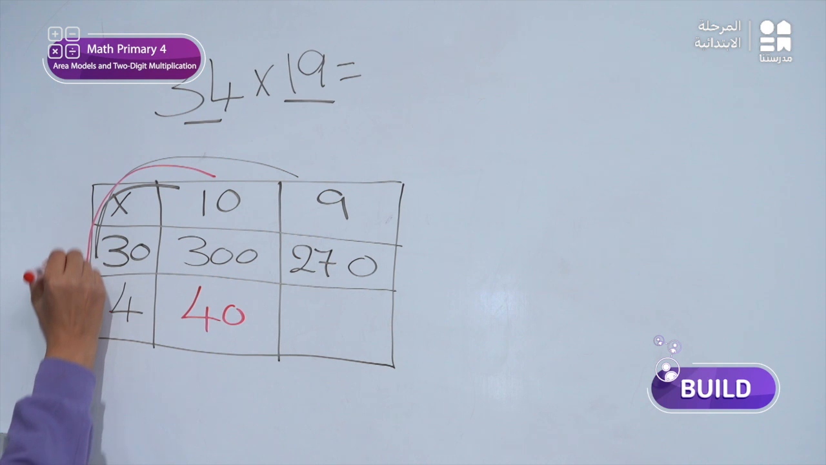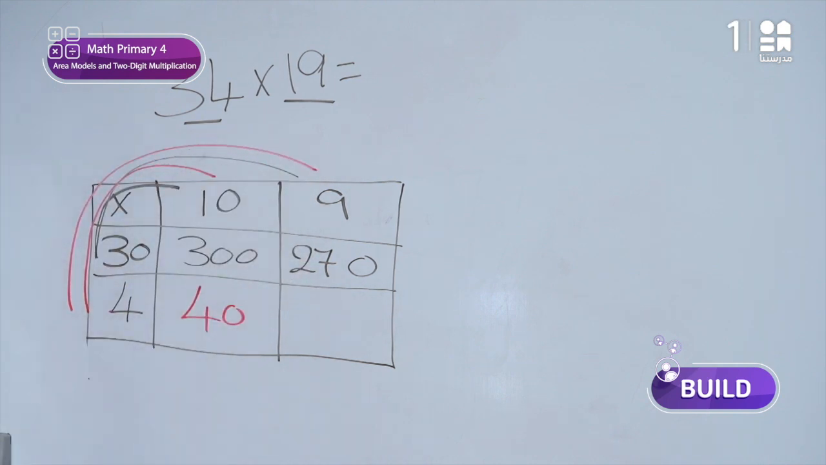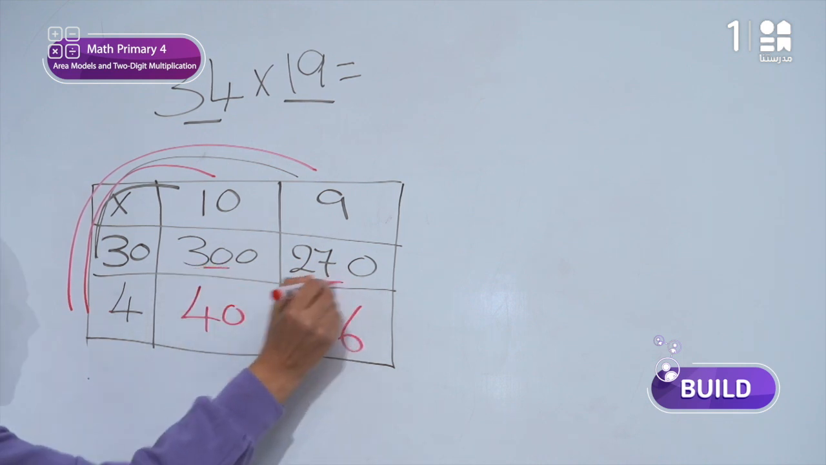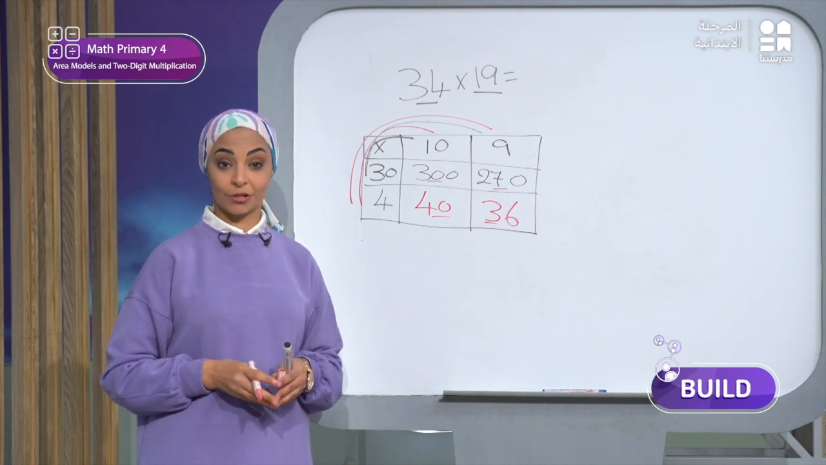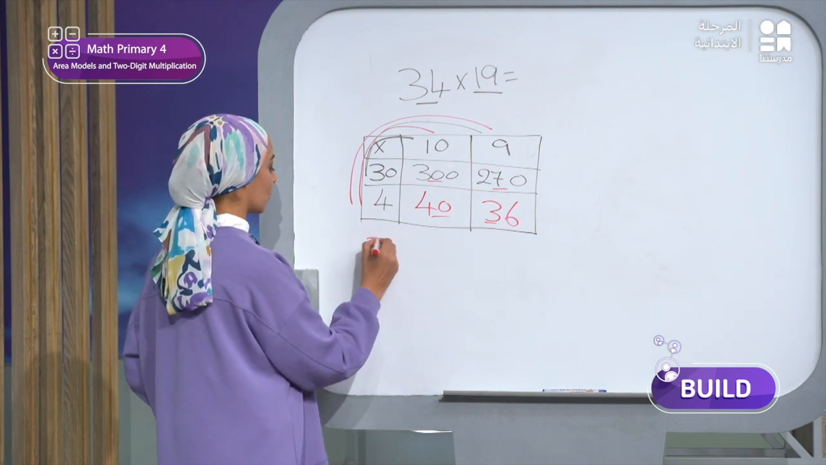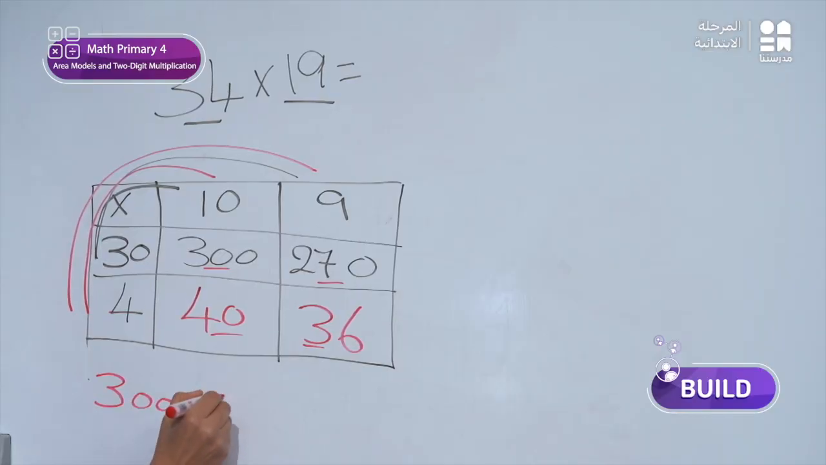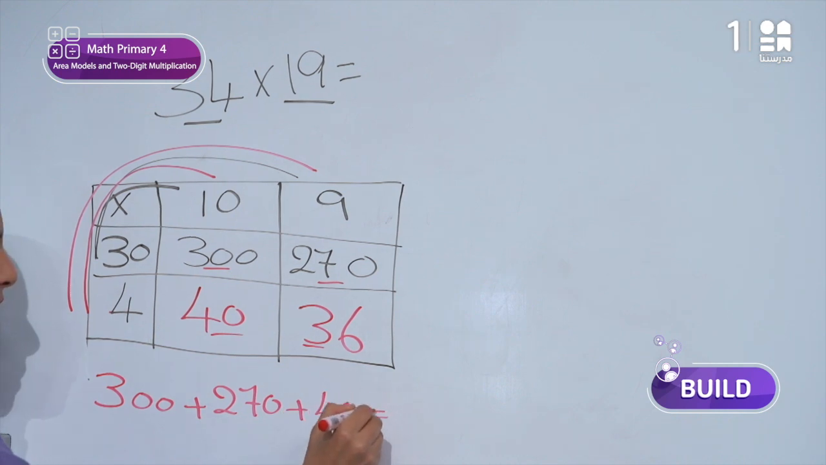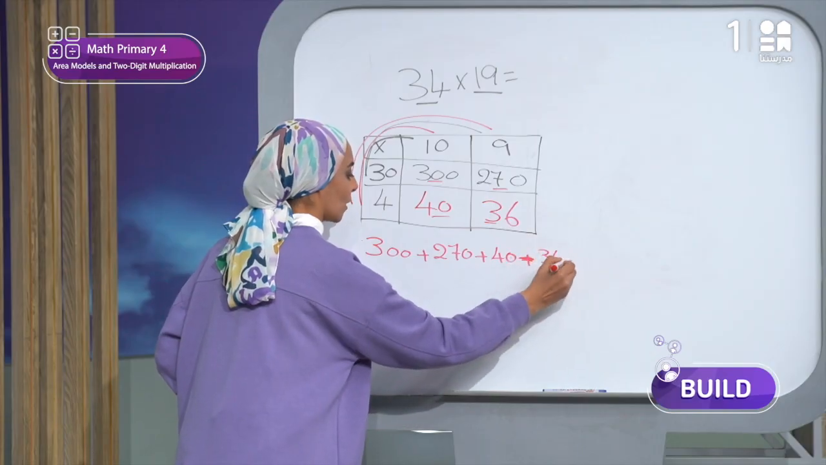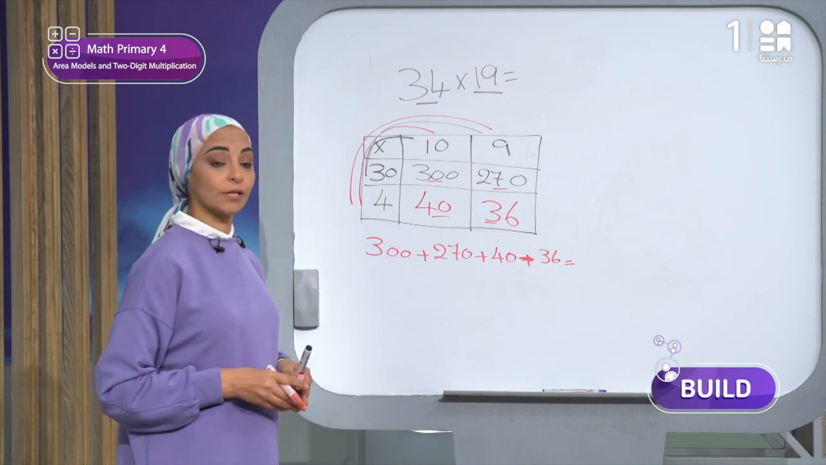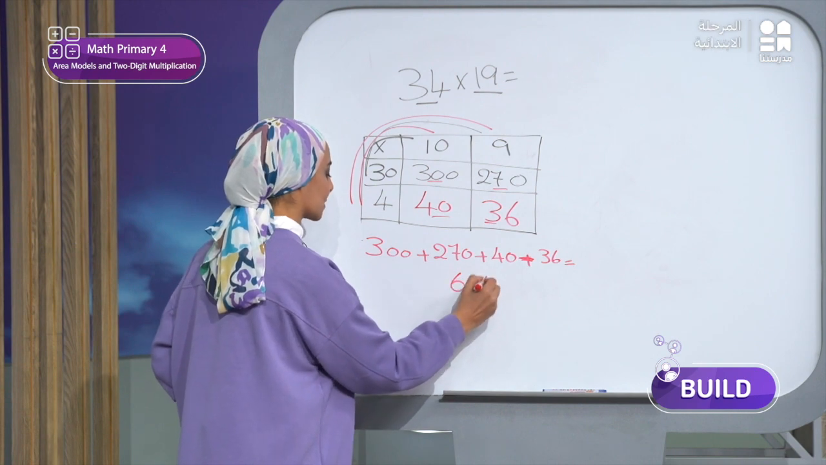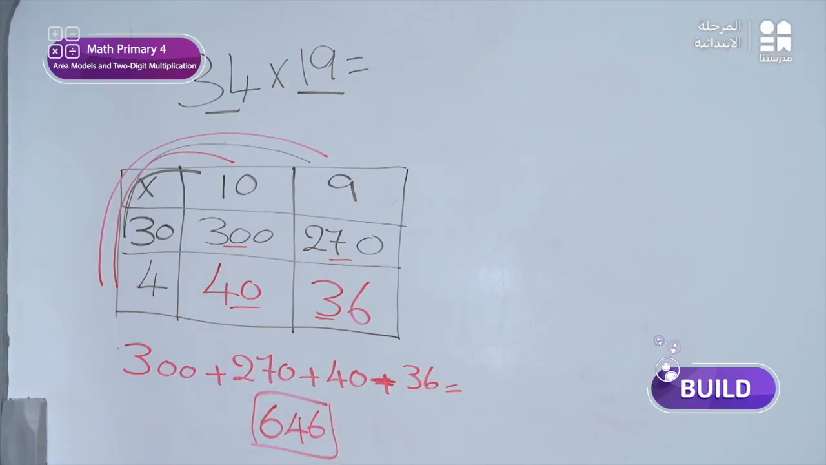Then I will multiply 4 times 9. 4 times 9 equals 36. Look here, I have these 4 numbers. What should I do? I will add all these numbers. So I will write 300 plus 270 plus 40 plus 36. When I add all these numbers, the answer will be 646. And this is my final answer.